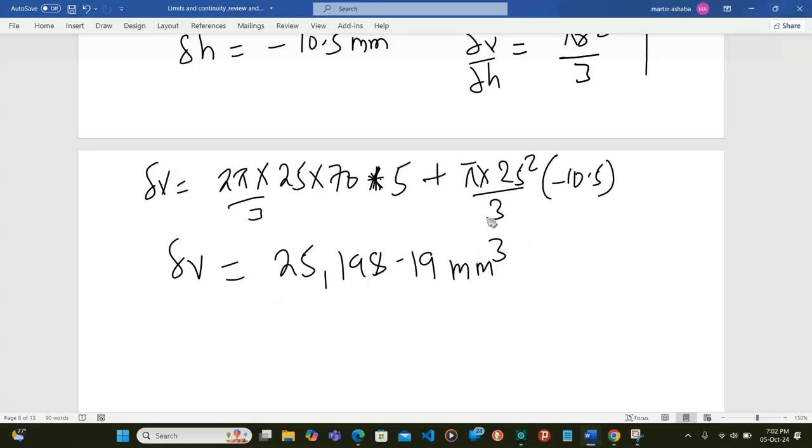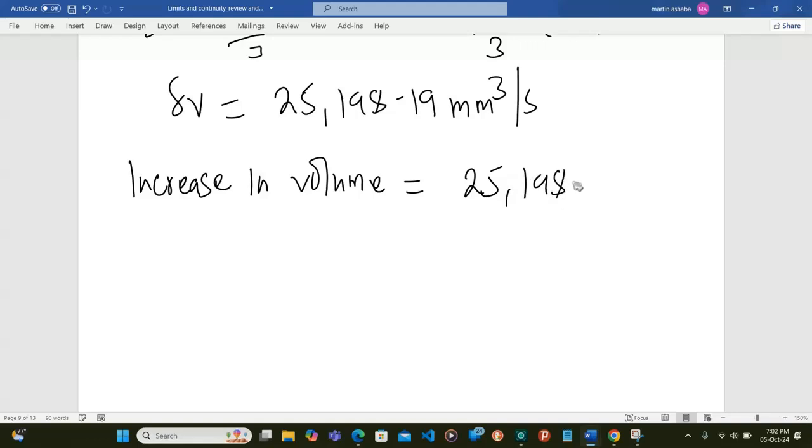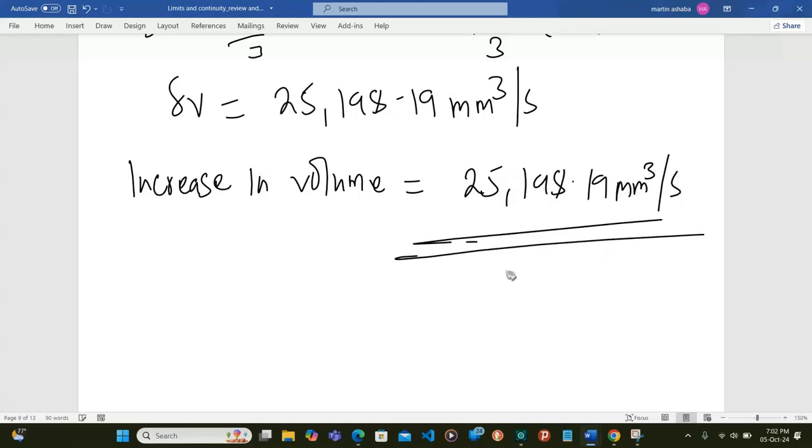If we are talking about the rate of increase, then this is going to be per second. If we talk about the rate of increase in volume per unit time, then this can be the one. So the increase in volume will equal 25,198.19 cubic millimeters per second. And that's all.